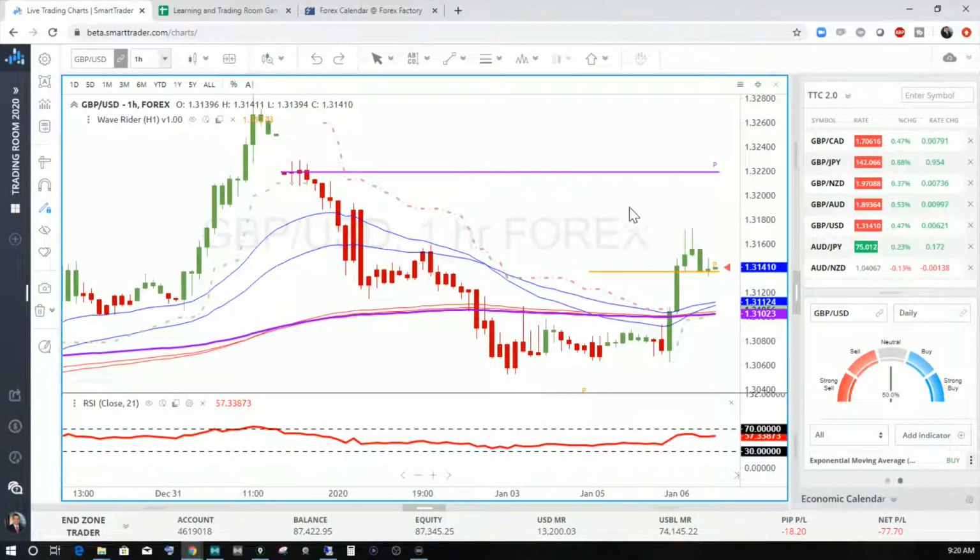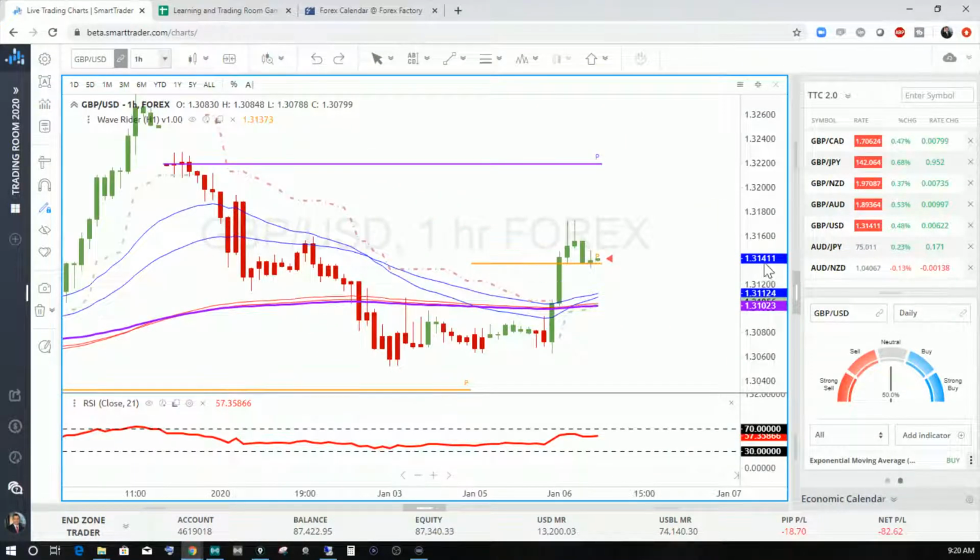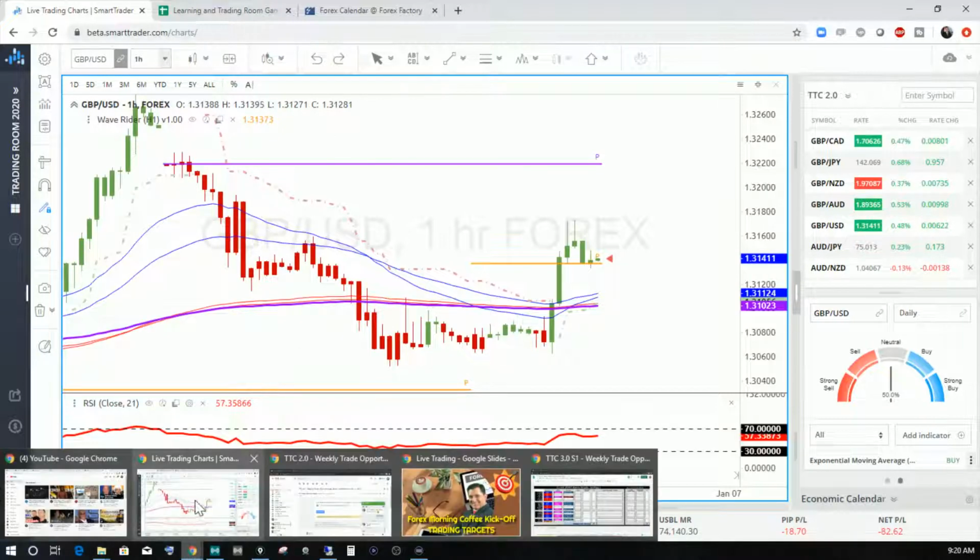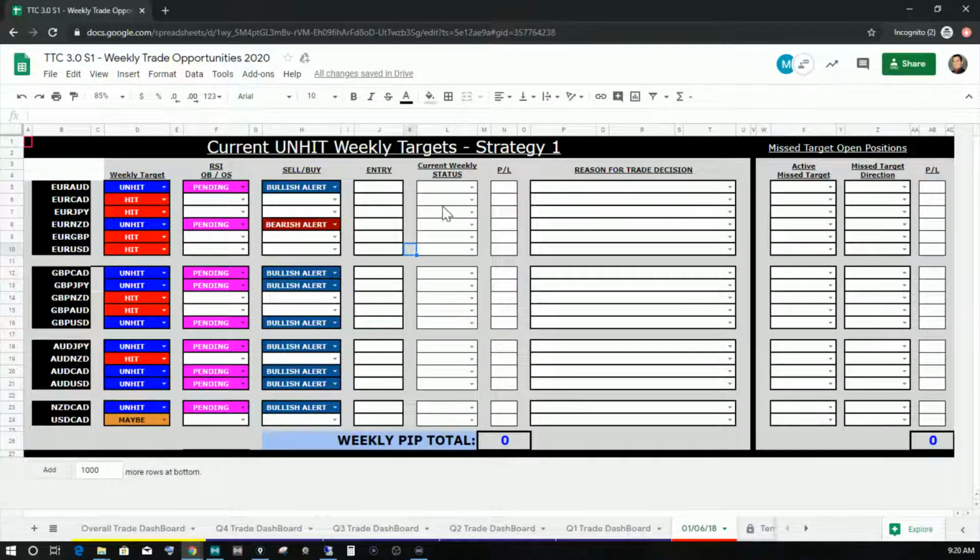Pound US dollar also hit target. So it looks like we've got hit targets on all the pound crosses right here. Let me go ahead and update the document. And pretty much we can go ahead and say hit target on all of these. There it is there. Hit target, all of them right here.